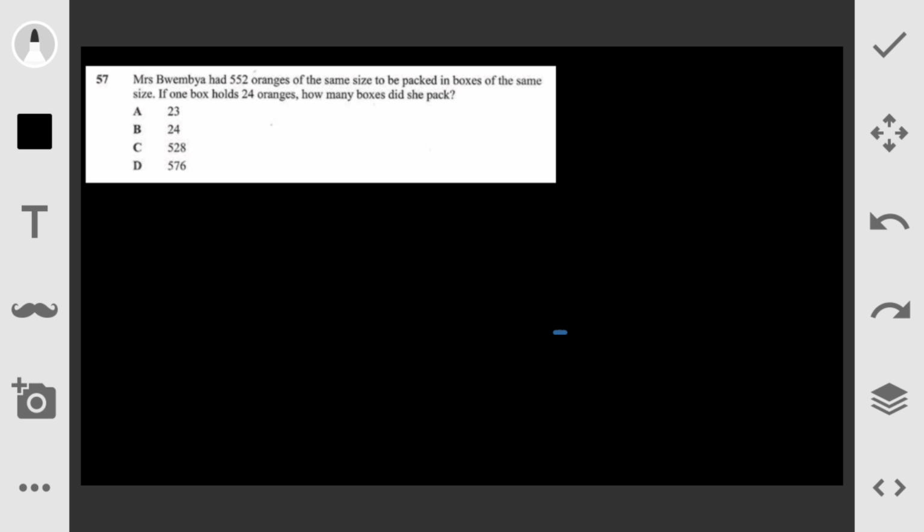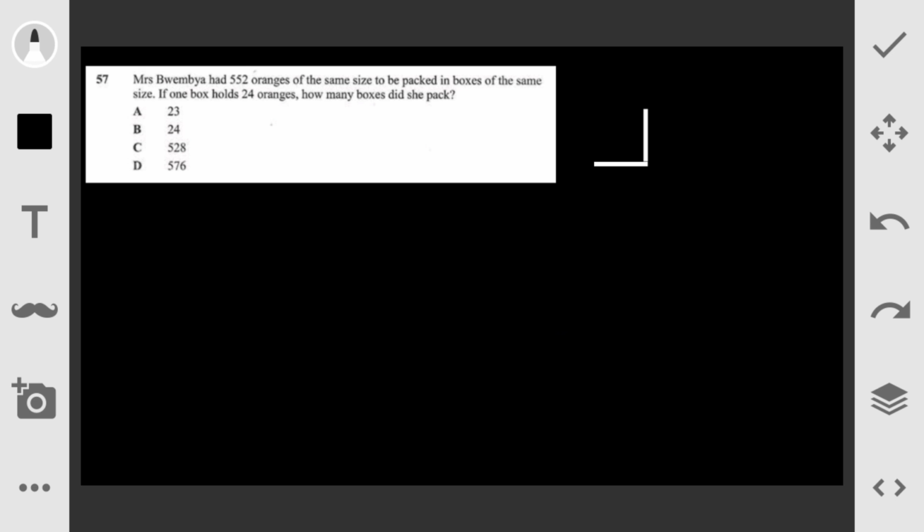So what things are you supposed to take note of in this question? You need to take note of how many oranges Mrs. Wembia had. Were they of the same size? If they are of the same size, then how many oranges were fitting in one box? We are saying there were 24. Now they're asking us to find how many boxes will be filled with oranges.